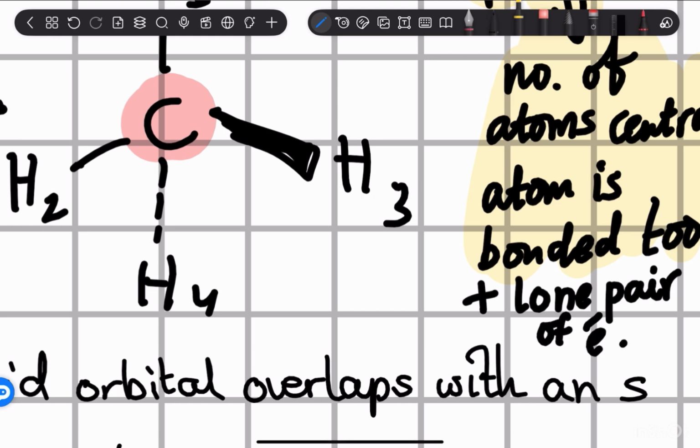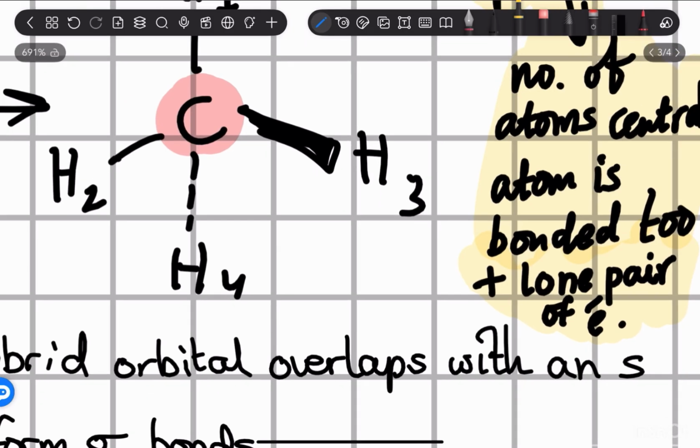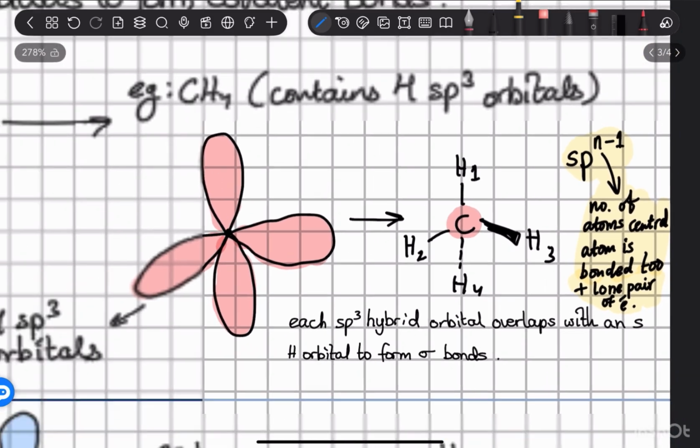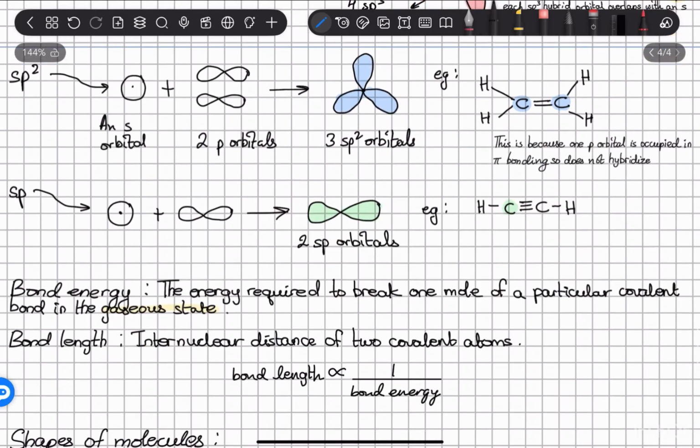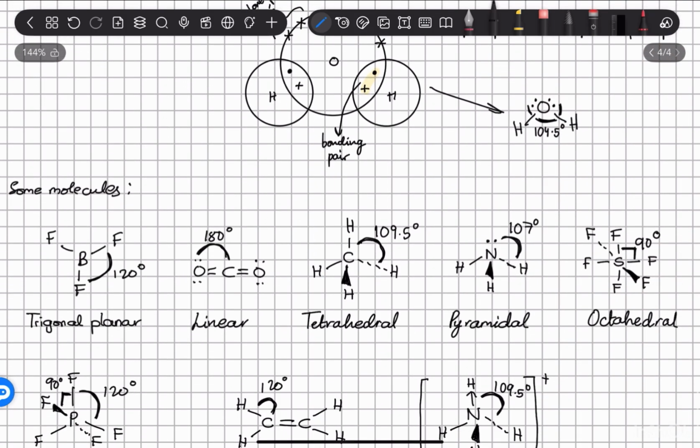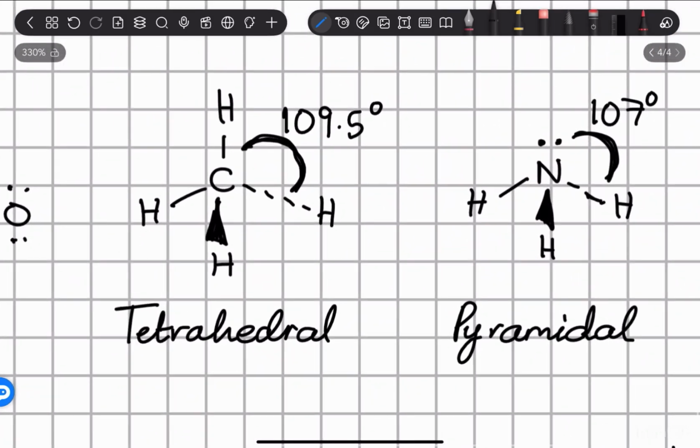The reason I say this is because ammonia is also sp3 hybridized. Yeah, the only difference is that it does not bond to four hydrogens like carbon does. But it's also sp3 hybridized in this molecule, similarly to the carbon here.